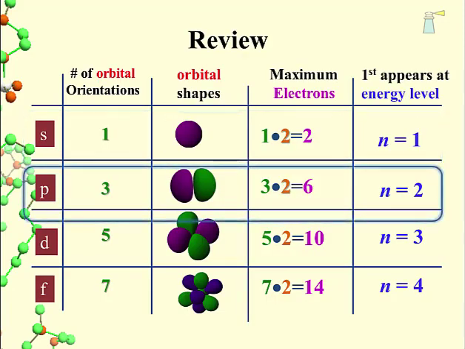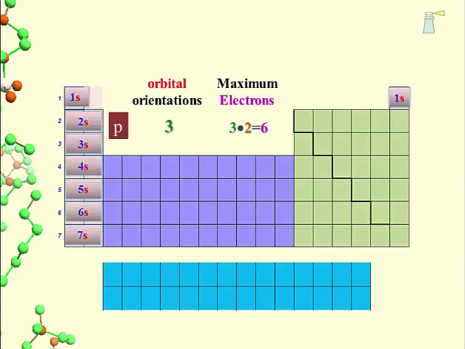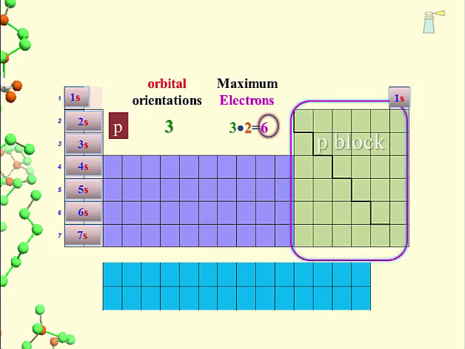Continuing mapping the review onto the periodic table, we will consider the p orbitals. There are 3 orientations of the p orbitals, which means a set of p orbitals can hold a maximum of 6 electrons. Looking at the structure of the periodic table, we see that there is a 6-column chunk on the right-hand side of the table. These correspond to the p block.